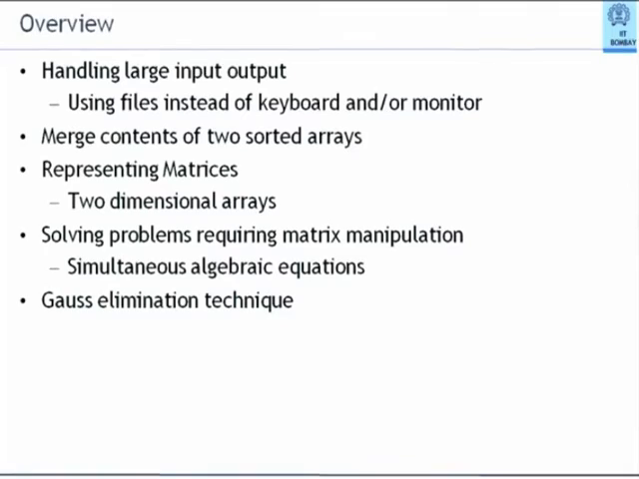Last time we discussed the array structure and saw how we could use arrays to rearrange a large number of numbers in sorted order. So as I said last time, we'll be discussing matrices, which are nothing but two-dimensional arrays, and we'll see a specific problem which can be solved only using matrices very easily. And that is the problem of solving a set of simultaneous algebraic equations with a large number of unknown variables.